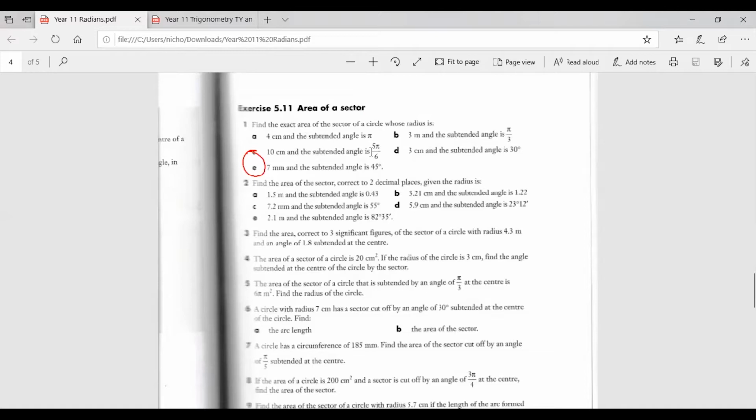125 pi on 3. 125 pi on 3, perfect. And what's the units for that? That is in centimeters. No. What are we finding? The area of the sector. Right. Square centimeters. Centimeters squared, perfect.